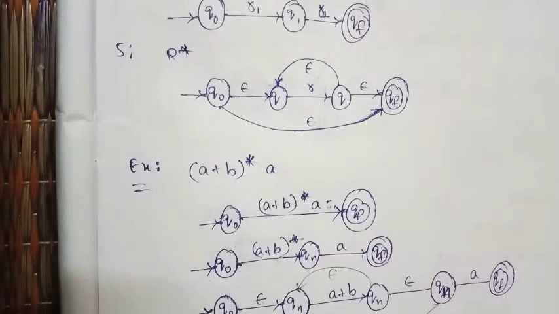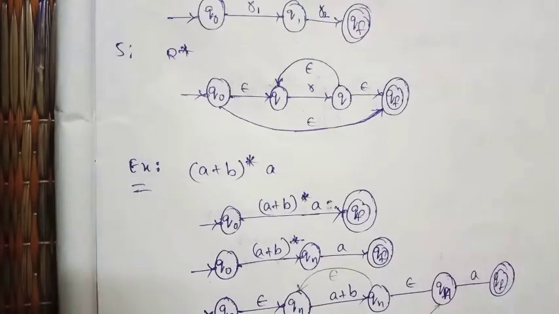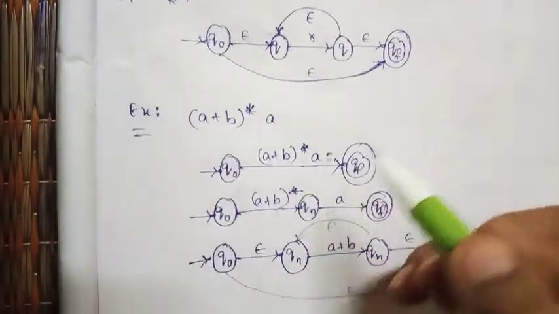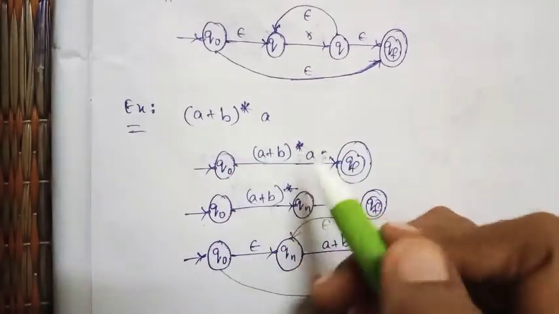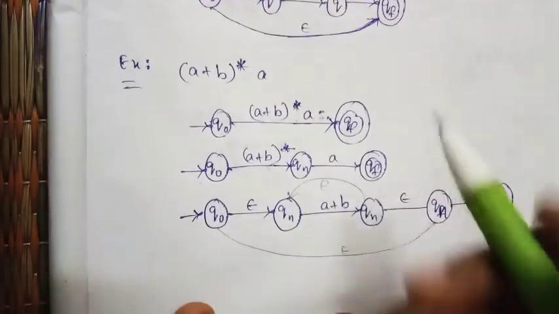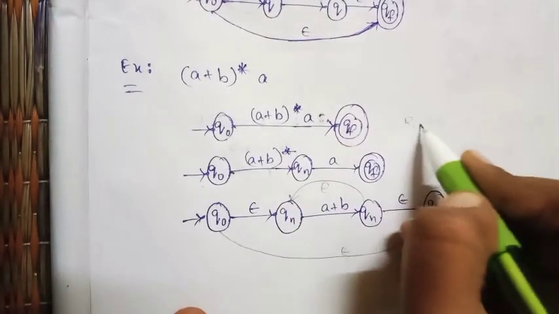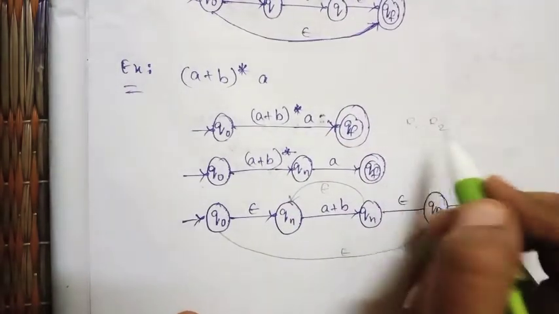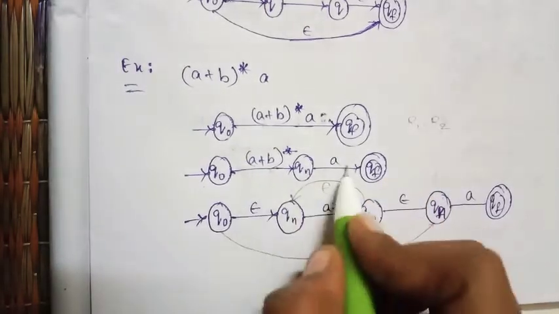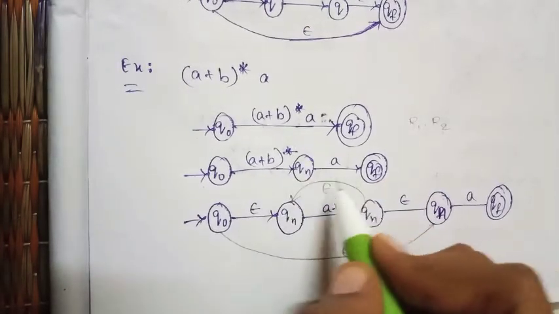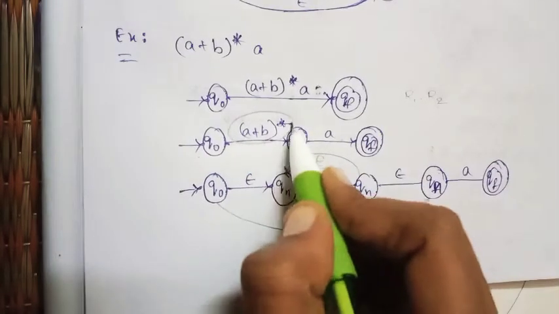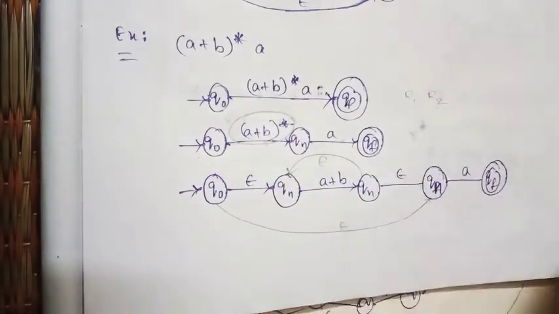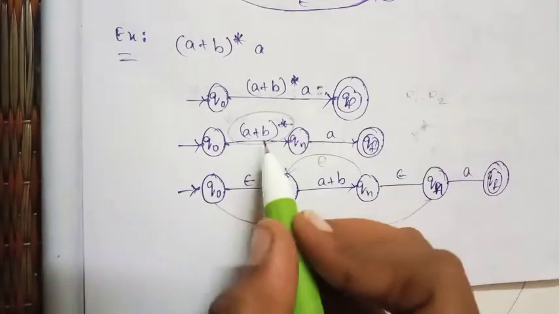While doing the problems you will get clear. See guys, this is the regular expression (a plus b) whole asterisk into a. Then it is in the form R1 into R2. R1 into R2 means just write them side by side. (A plus B) whole asterisk into A. Then here, only this thing is in the form of R asterisk.